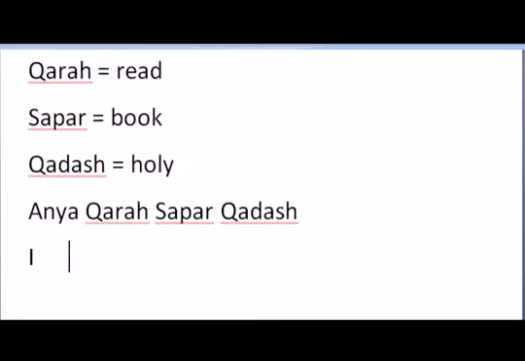I read book holy. Alright, I read book, or I read the book. And what type of book? The holy book, which is the Bible, the actual Bible. So Anya Quara Sapar Qadash.